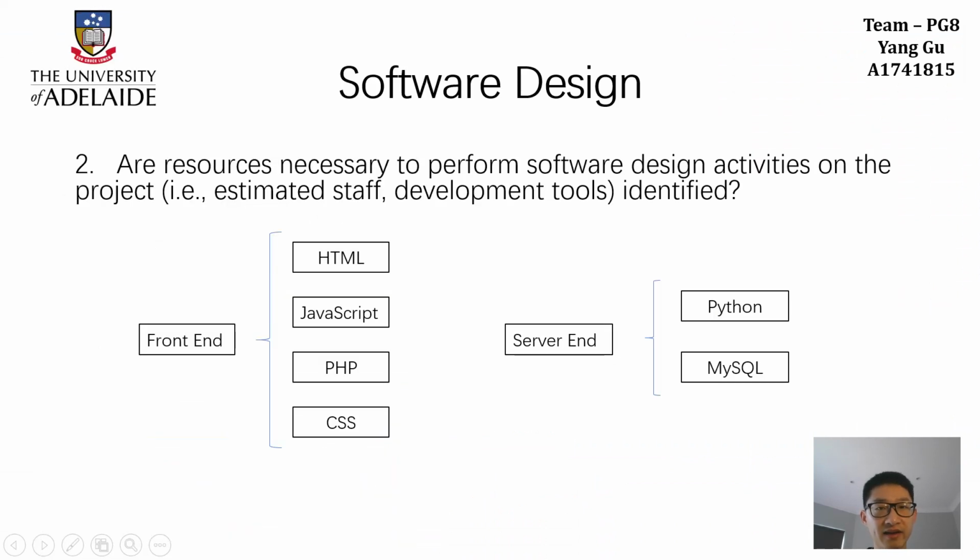The next question is: are the resources necessary to perform software design activities on the project identified? Our system is divided into two parts, the front end and the server end. For the front end, we use HTML, JavaScript, PHP, and CSS as our development tools. And for the server end, we use Python and MySQL as the tools for development.